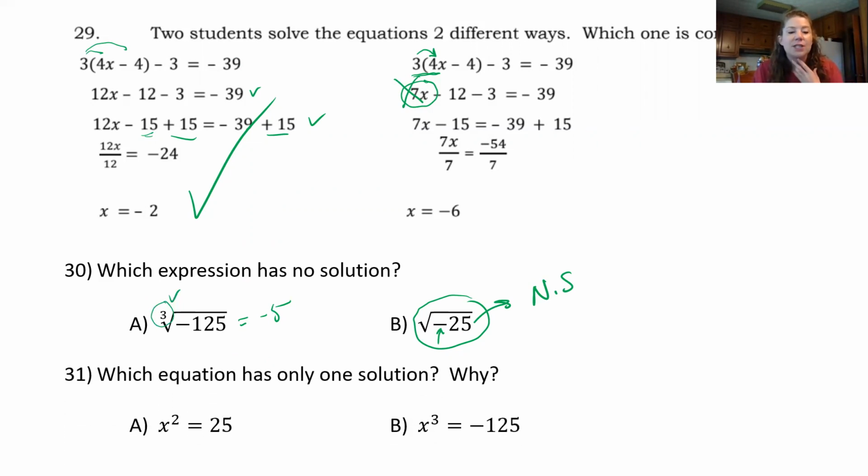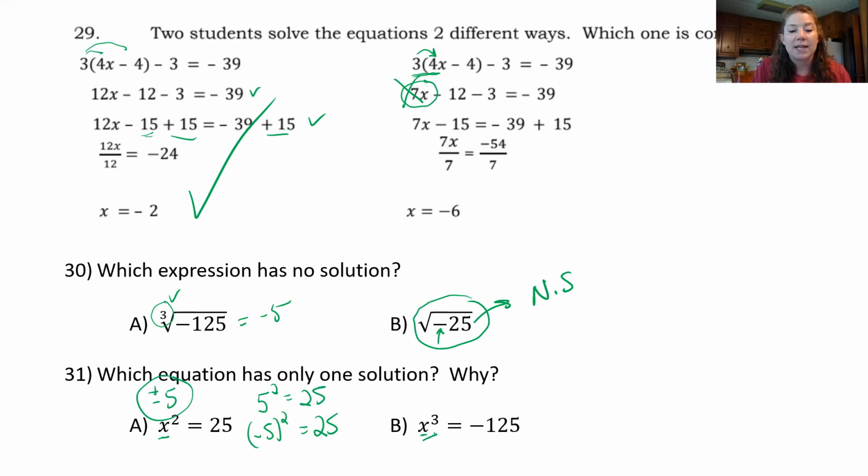And then 31, which equation has only one solution and why? So what number squared is 25? Or what number to the 3rd power is negative 125? Well, what could I put for x here? What number squared is 25? Well, I know that 5 squared is 25, right? That also isn't negative 5 squared 25. So technically, the answer to this one is positive and negative 5.